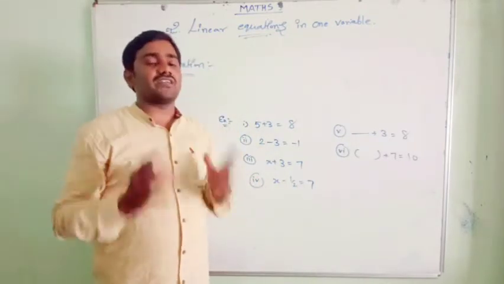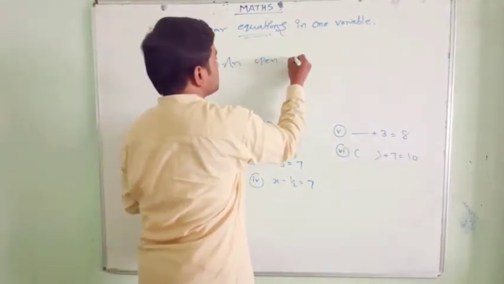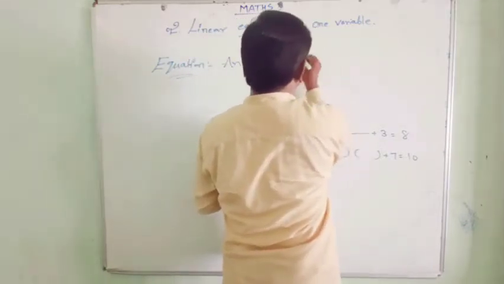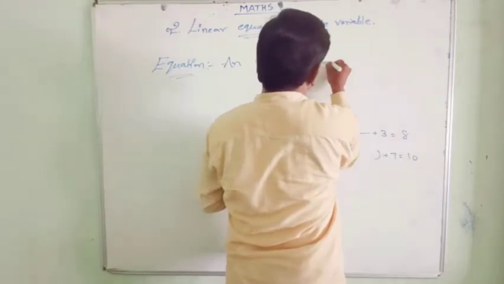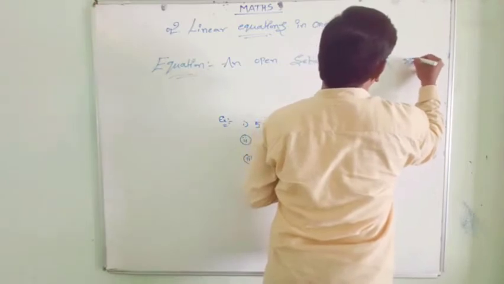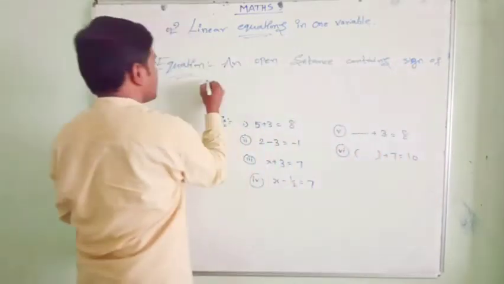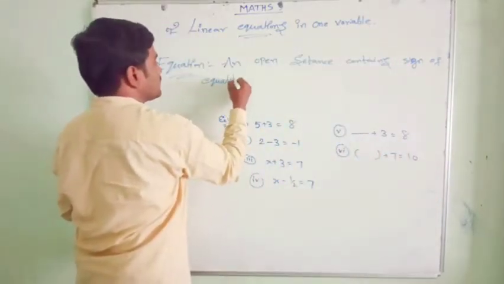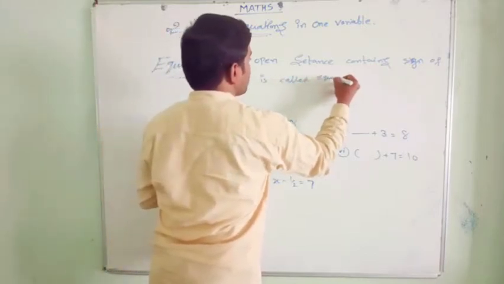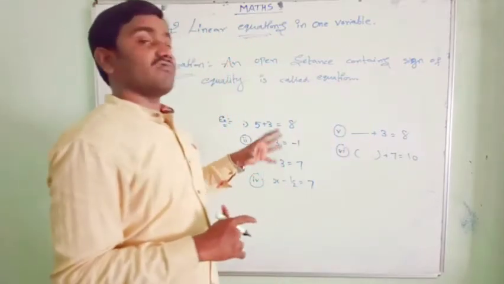First of all, what is the meaning of equation? Let's see. An open sentence contains sign of equality is called equation. An open sentence that contains a sign of equality is called an equation.